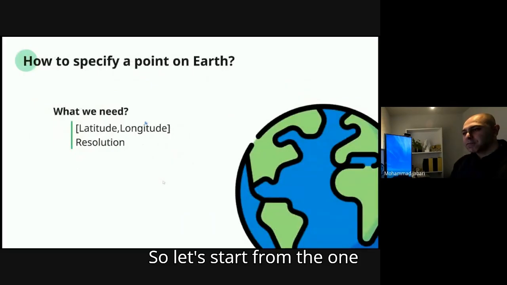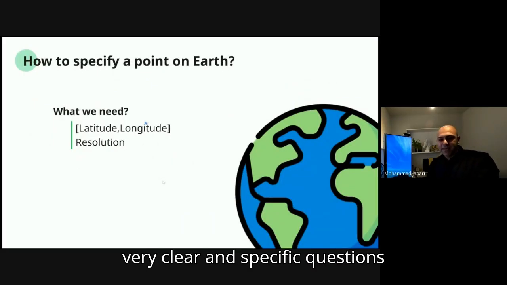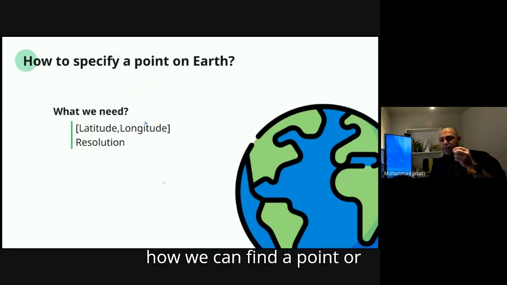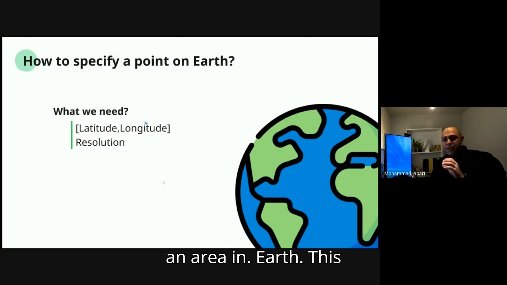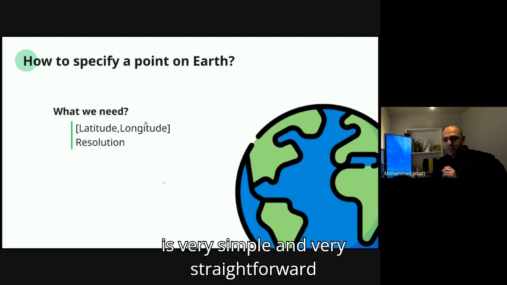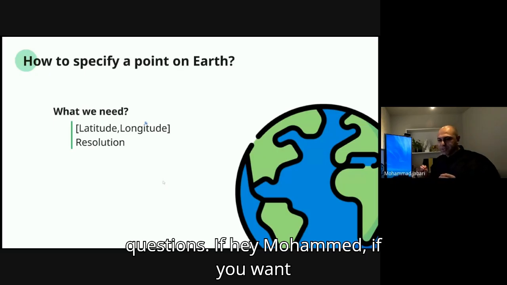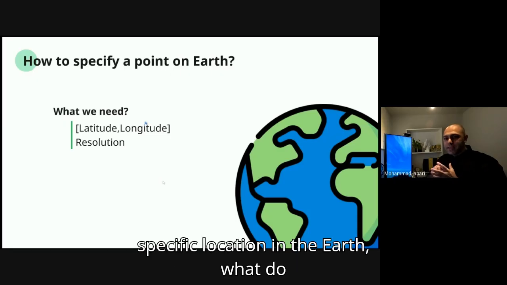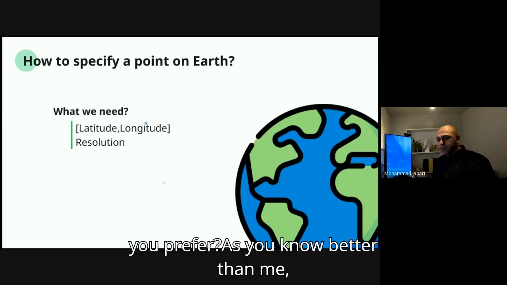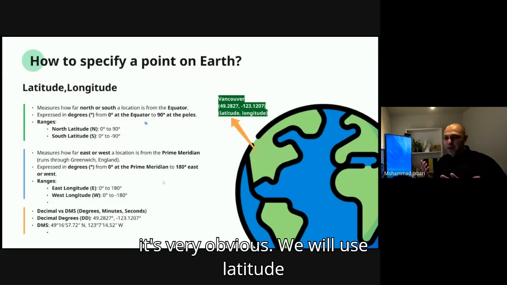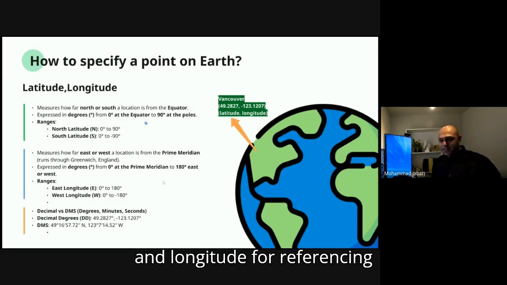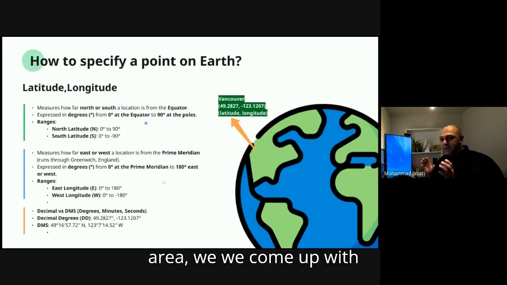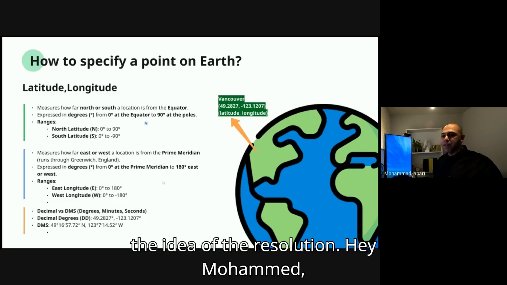So let's start from one very clear and specific question. How can we find a point or an area on Earth? This is a very simple and straightforward question. If you want to address one specific location on Earth, what do you prefer? As you know better than me, it's very obvious. We will use latitude and longitude for referencing one point. If we want to address an area, we come up with the idea of resolution.